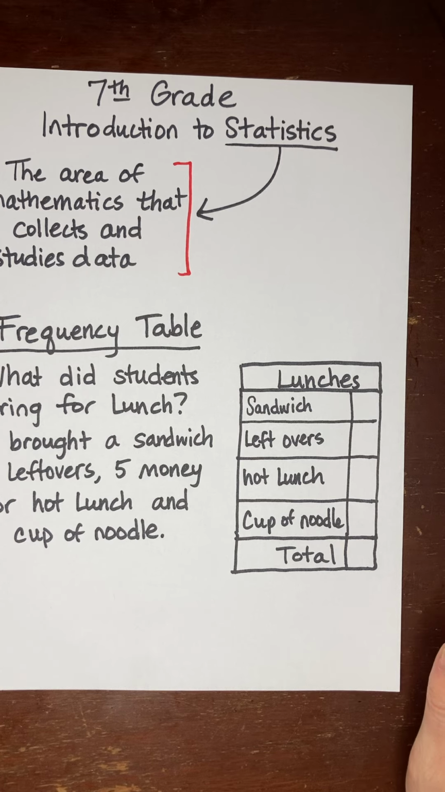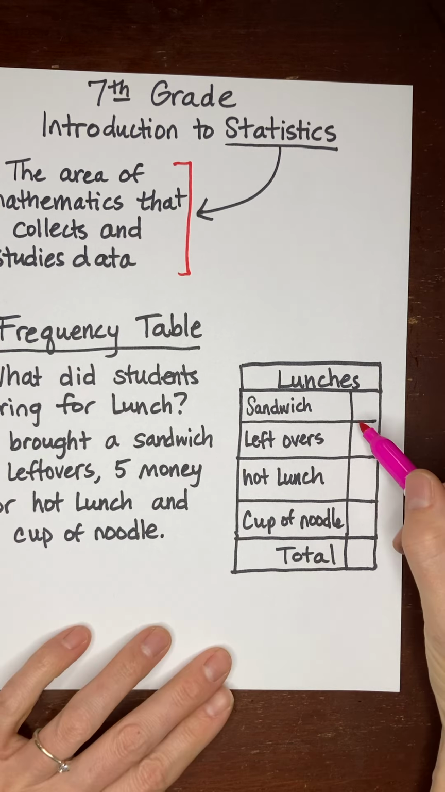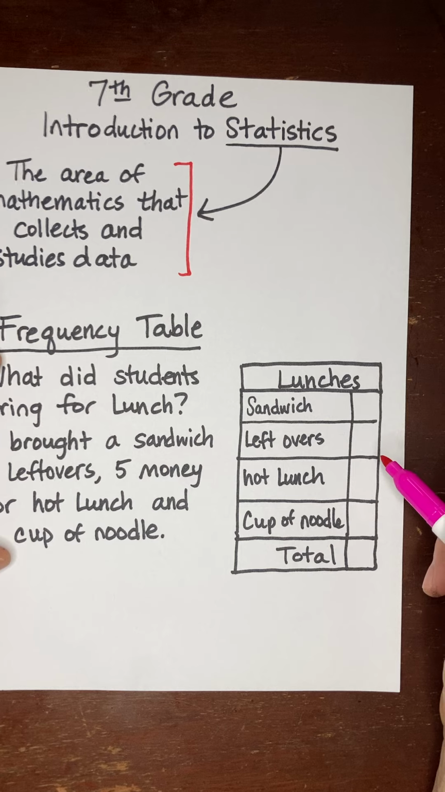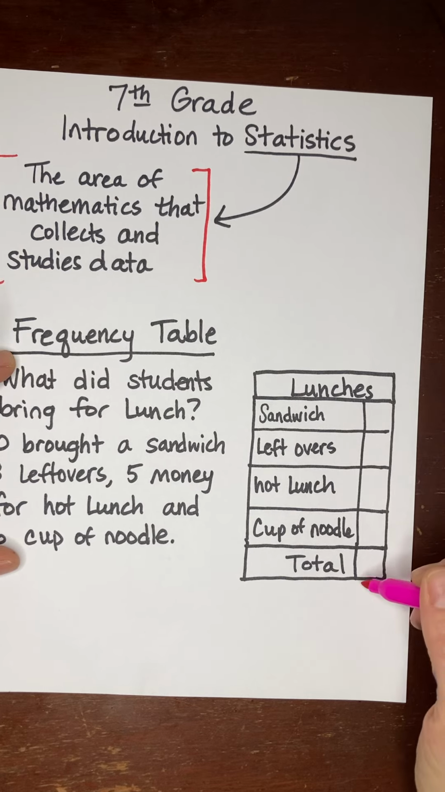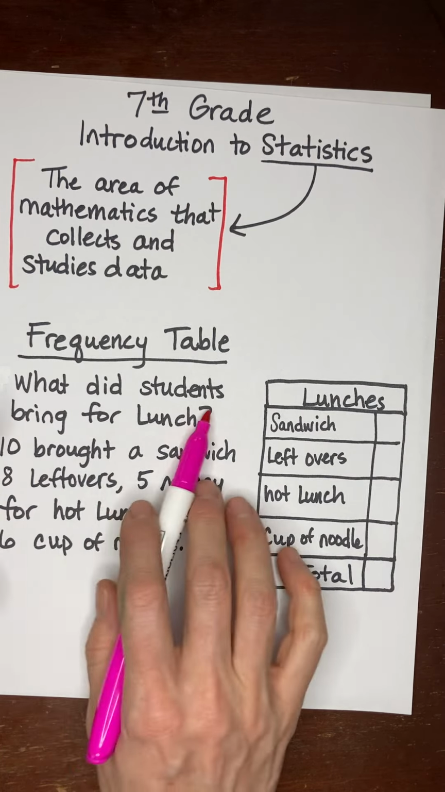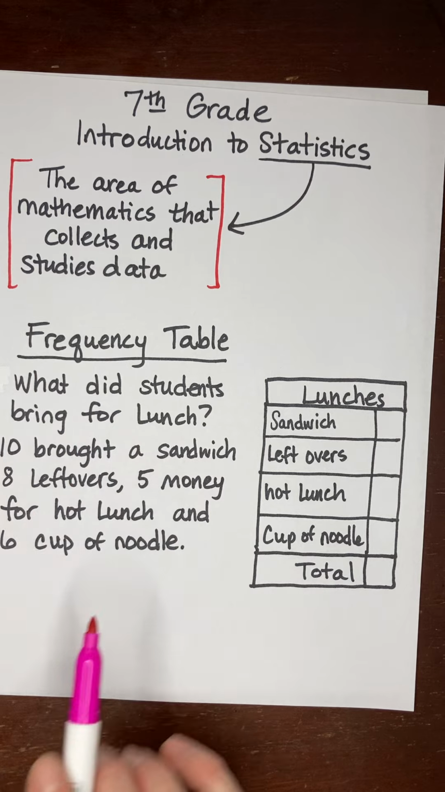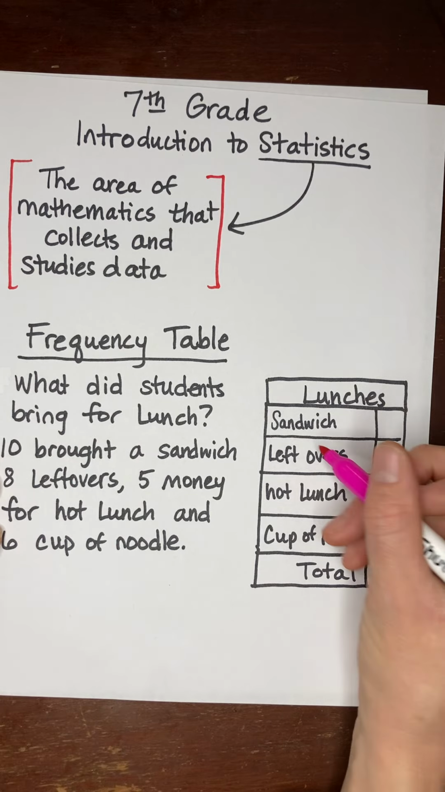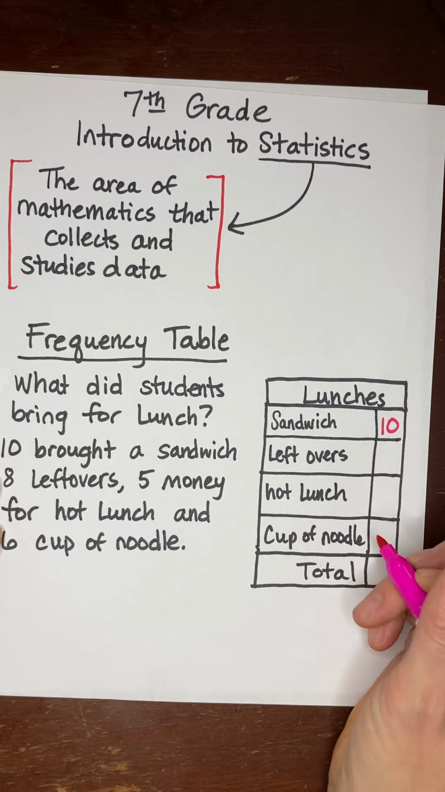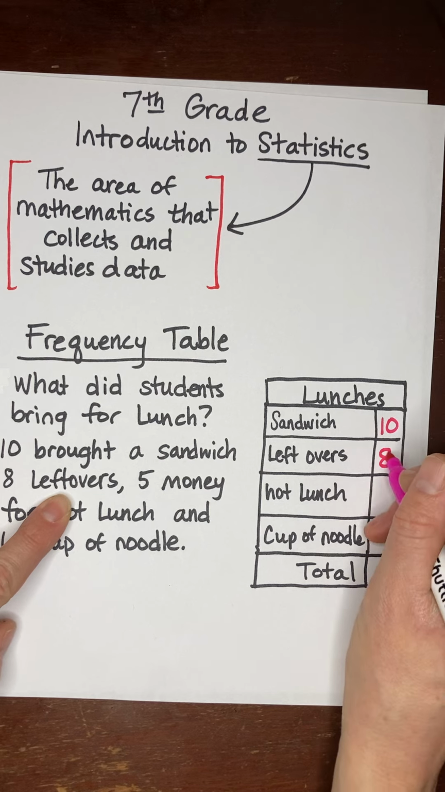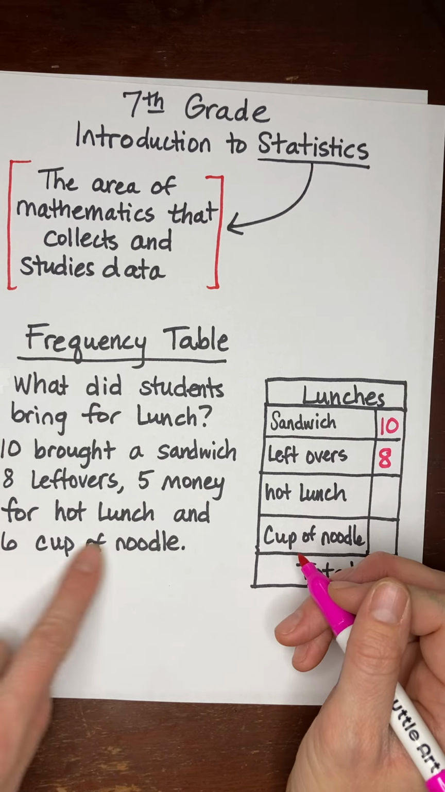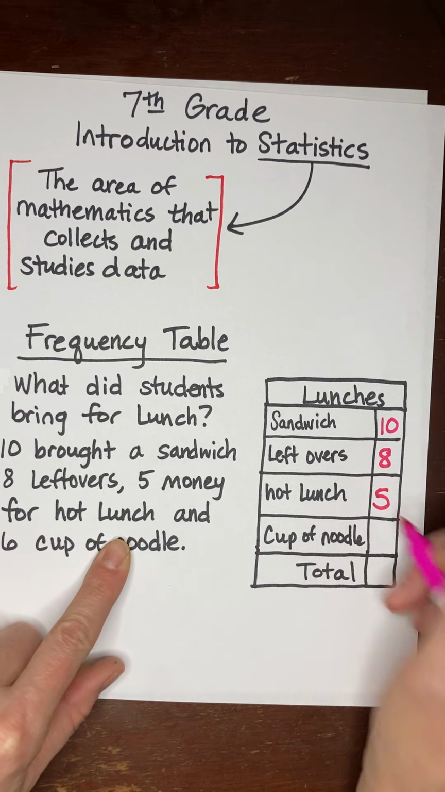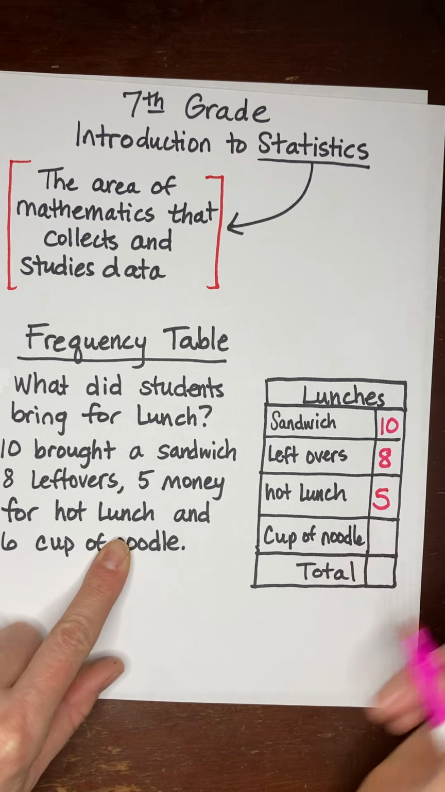All right, let's pick a color here. And we simply want to take the information that's given or collected, and we want to put it into this table. So we're looking at what students brought for lunch. Well, 10 brought a sandwich, so sandwich is 10. 8 brought leftovers. 5 brought money for hot lunch. And 6 brought a cup of noodle.